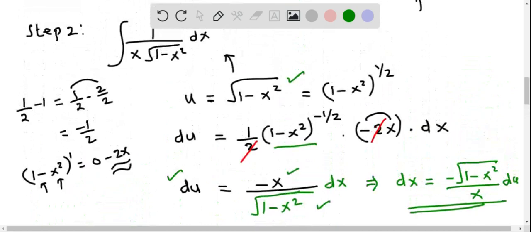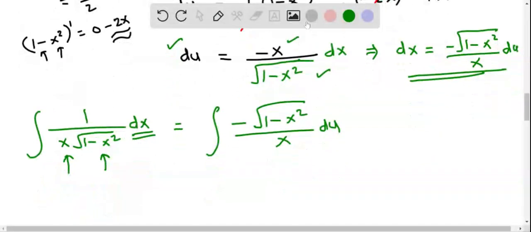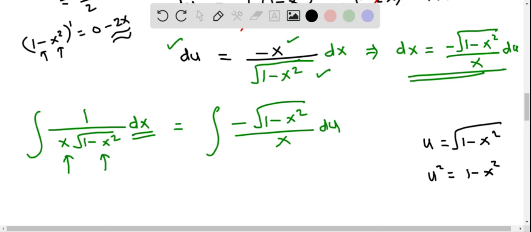Now getting back to our substitution, that is, we made the substitution u equals square root of 1 minus x squared. Let's square both sides, so we get u squared equals 1 minus x squared, and this means we can determine x squared. So x squared equals 1 minus u squared.